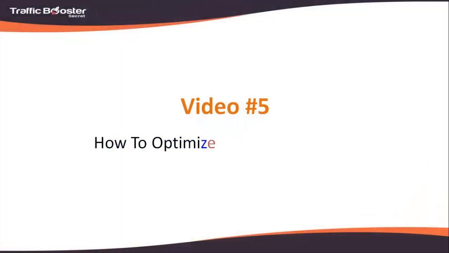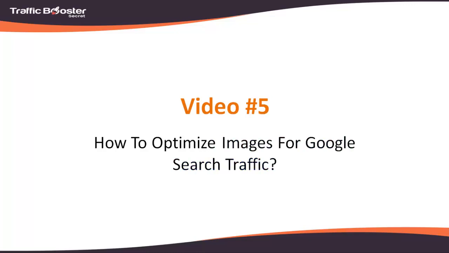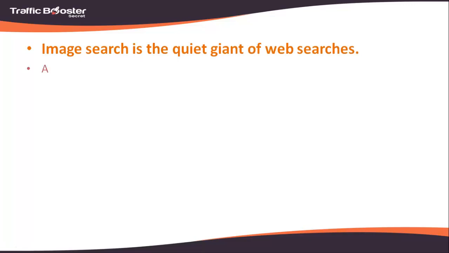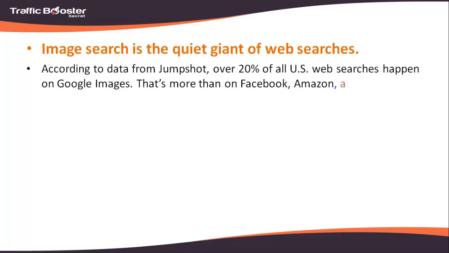Video number 5. How to optimize images for Google search traffic. Image search is the quiet giant of web searches. According to data from JumpShot, over 20% of all U.S. web searches happen on Google Images. That's more than on Facebook, Amazon, and YouTube combined.